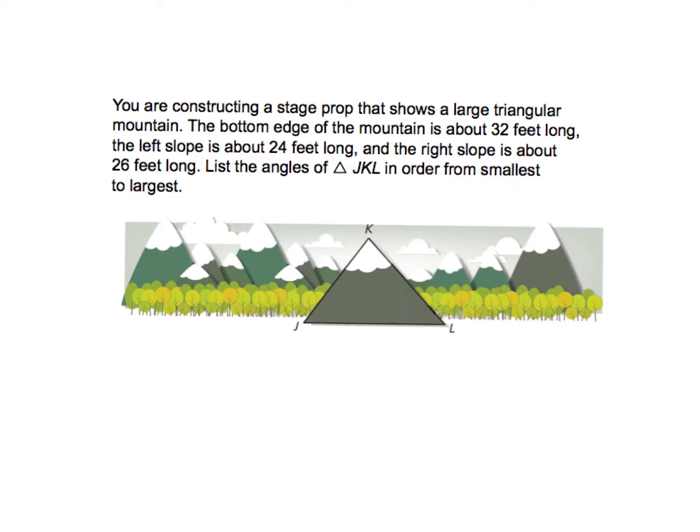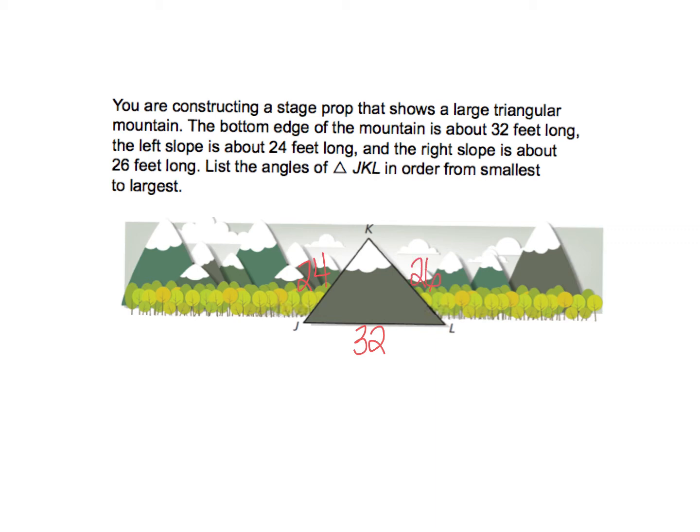Now we're just going to do the other way. It says you're constructing a stage prop that shows a large triangular mountain. The bottom edge of the mountain is about 32 feet, so 32 feet down here. The left slope is 24 and the right slope is 26.